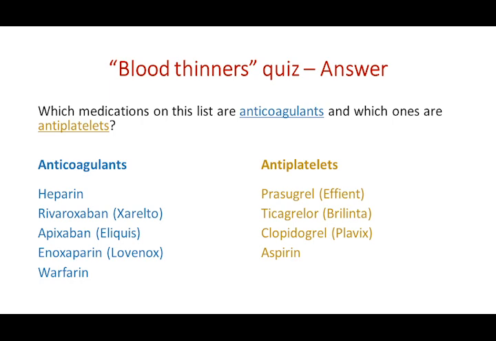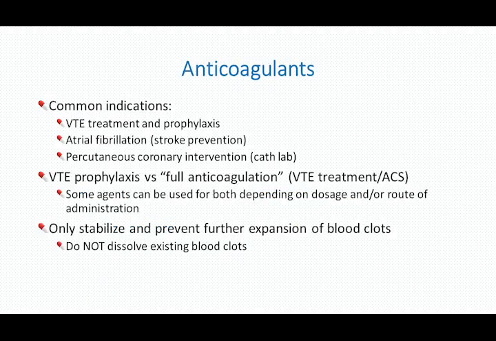Okay, how do we think we did? So for your version of the slides, the answer is going to be at the very end of your slide deck. Under anticoagulants, we have heparin, rivaroxaban, apixaban, enoxaparin, and warfarin. And under antiplatelets, we have prasugrel, ticagrelor, clopidogrel, and aspirin. And don't feel bad if you missed a few, because at the very end of this lecture, you'll be the master of it. Okay, so firstly, let's talk about anticoagulants.